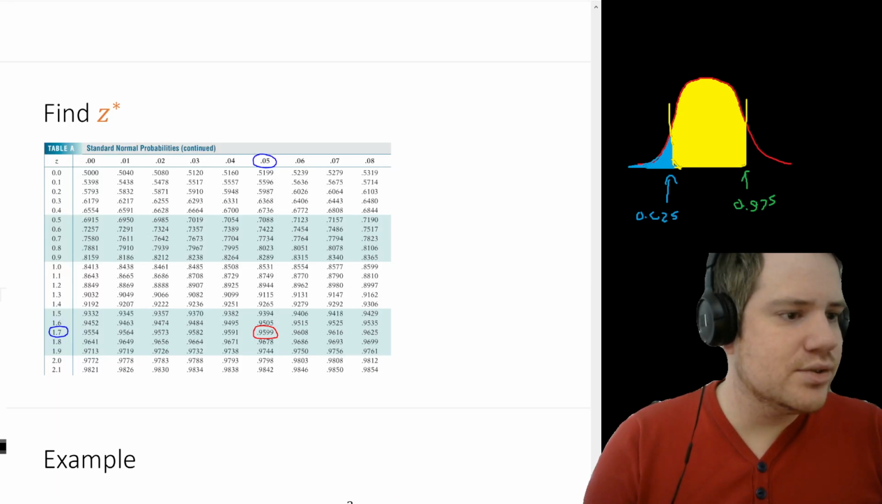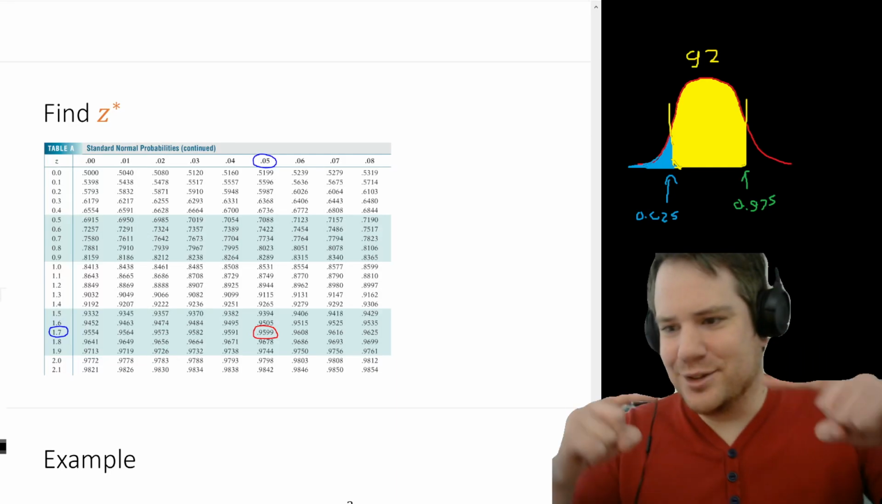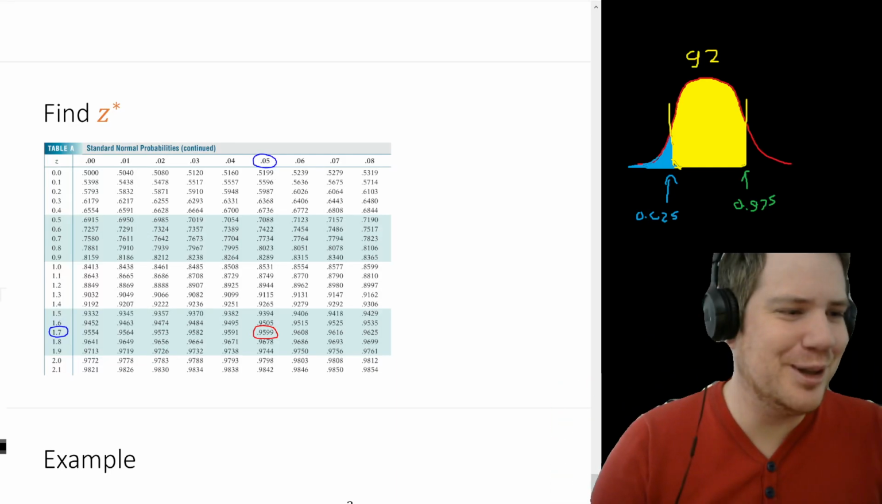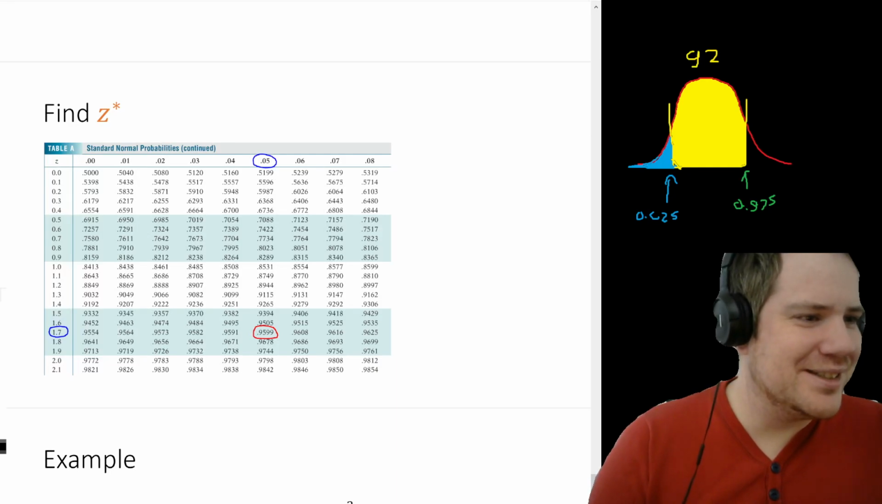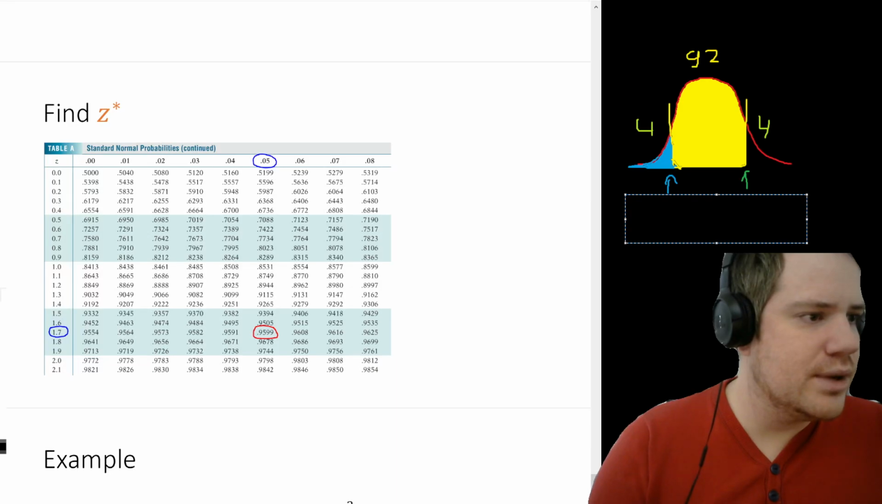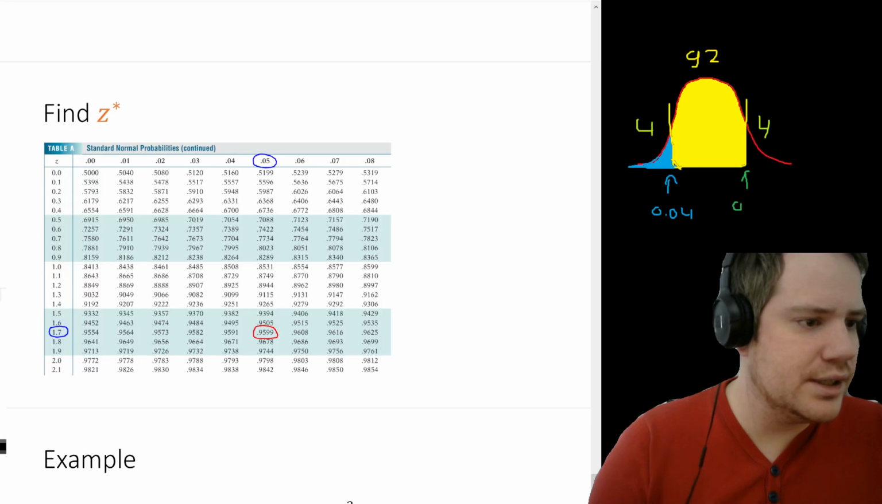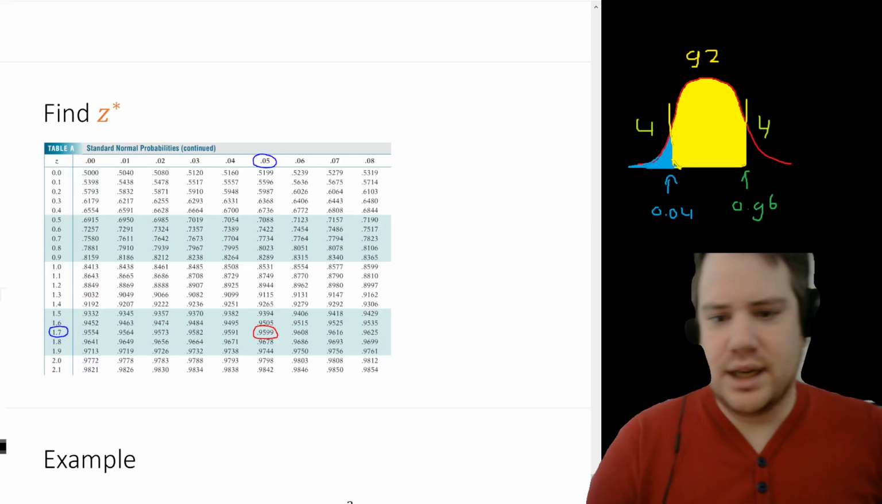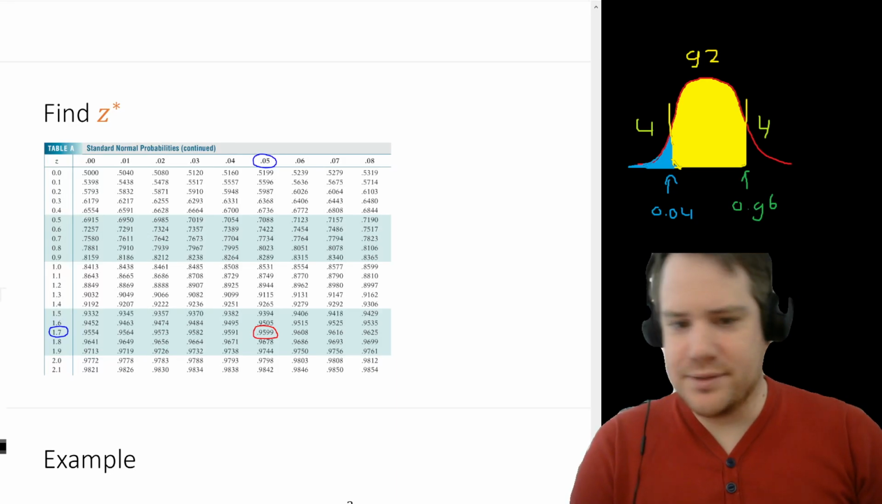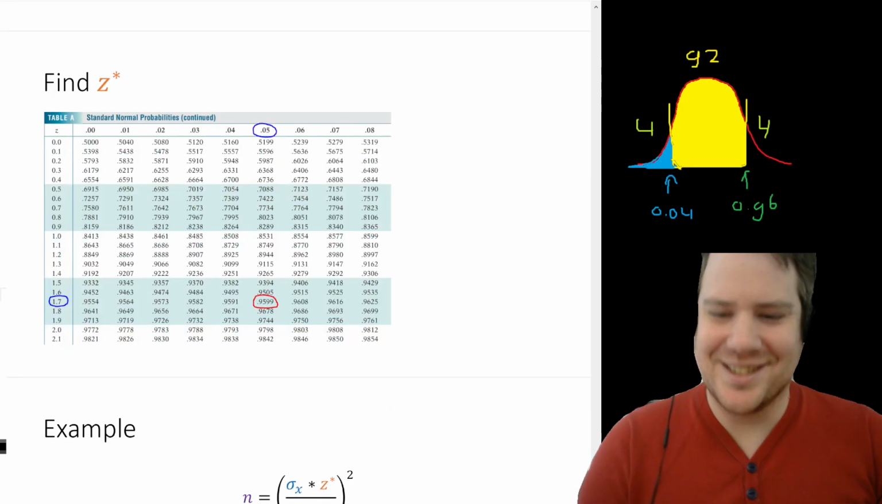Now it's 92. Technically that also means the area is slightly smaller, but the difference is small enough that the point probably is still clear regardless. Here we have 4 and there we have 4. So we look up 0.04 and 0.96, and it turns out that's 1.75. Yay, good.